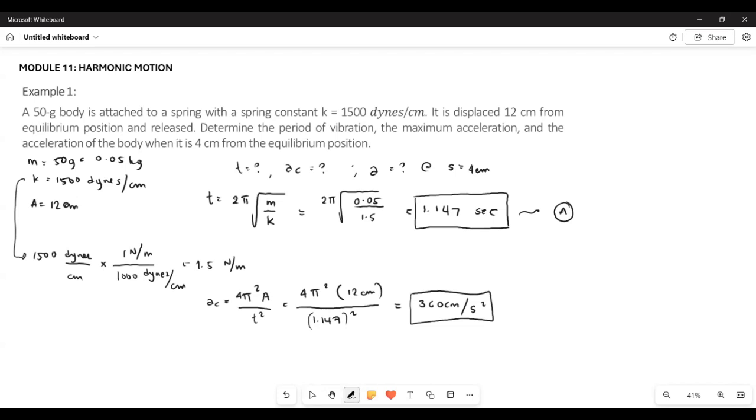And lastly, for our acceleration at displacement of 4 centimeters, we have, yun na lang ulit gamitin natin formula, but this time, papalitan natin yung A ng S or yung displacement. So acceleration is equal to 4 pi squared times 4. Kahit huwag na natin i-convert yung 4 centimeters, okay lang naman. Over yung time ulit natin na nakastore sa A. Yan ay 120 centimeter per second squared. Okay.